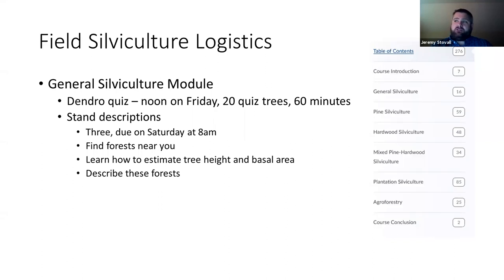So if you look in this general silviculture module, I've put up an old video from Dr. Dean Coble. He was Dr. Wing's predecessor here at SFA. And he shows you how to use a ruler or a yardstick or any object you know the length of that you can hold up, and either a fiberglass tape, a long tape, or just your pace.